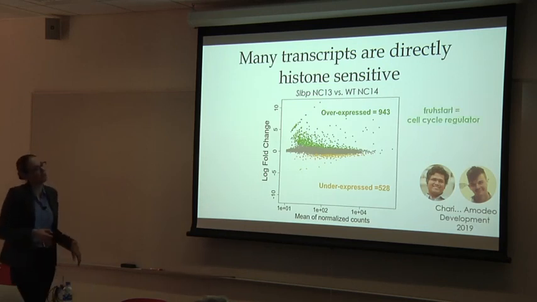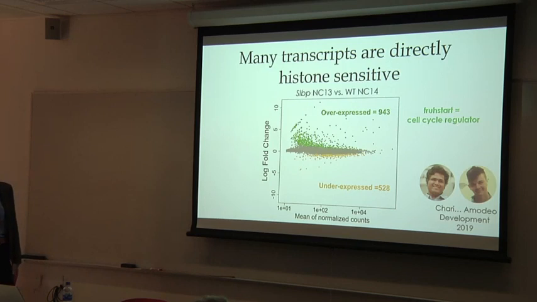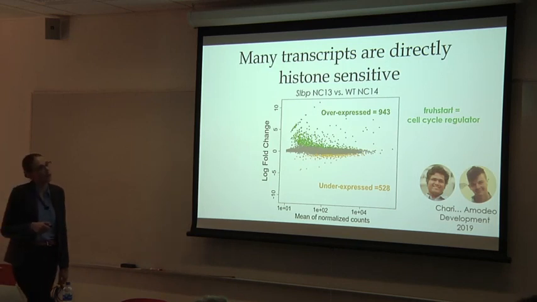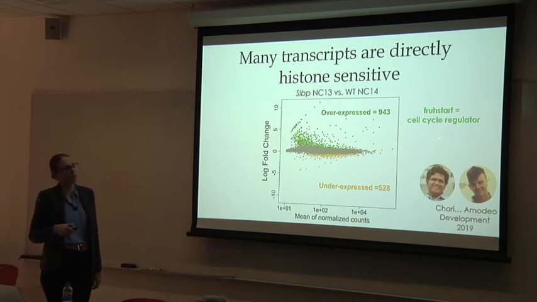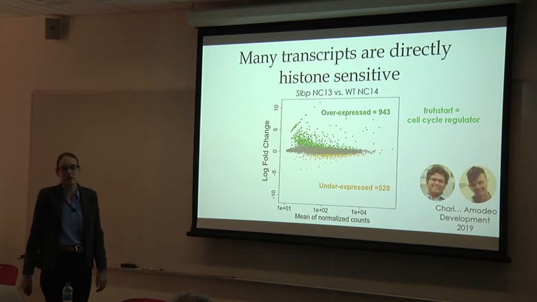There was one thing that jumped out in this overexpressed gene category that I just want to highlight for you, which is a gene called Frühstart, which is a negative cell cycle regulator. It's actually a direct CDK inhibitor. So this gene seems to be quite sensitive to changes in histone levels. It's one of these guys up here. And it is overexpressed even in our more carefully time-controlled experiments.